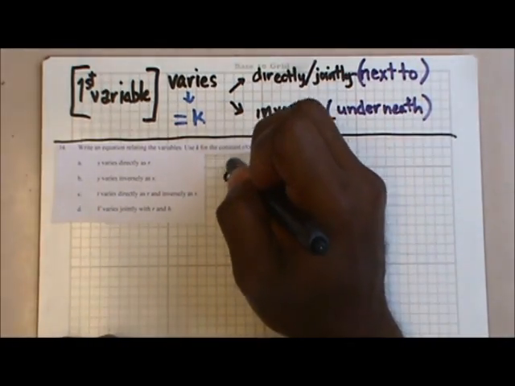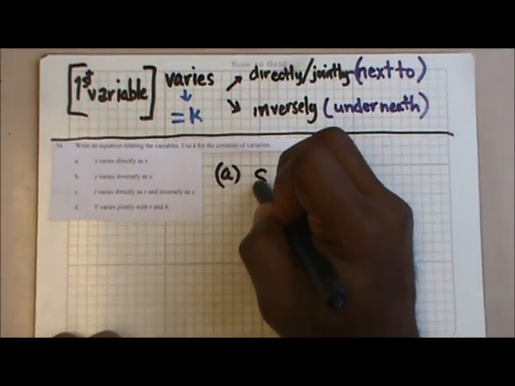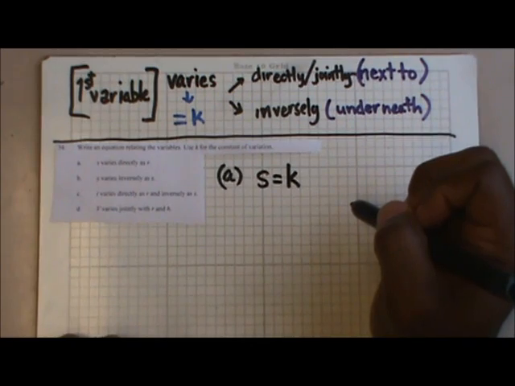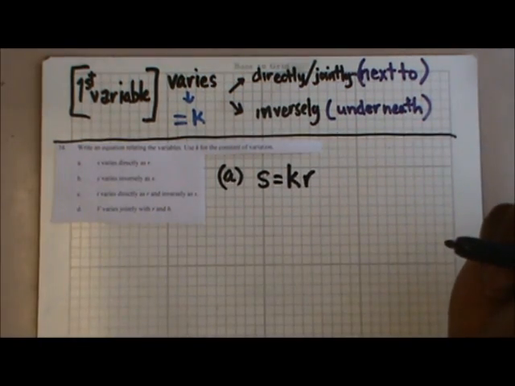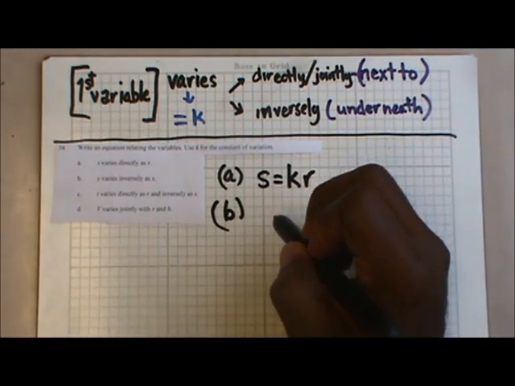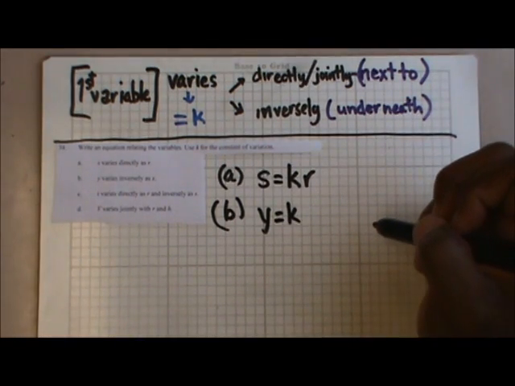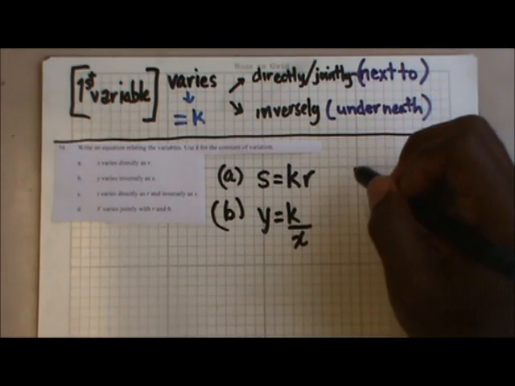We say for letter A, it says S varies. So that lets me know that I'm going to have S is equal to K. All right, and it says directly as R, so directly next to. All right, so S is equal to K times R. Done. B, Y varies, so Y is equal to K. Varies inversely as X, so the X goes underneath.